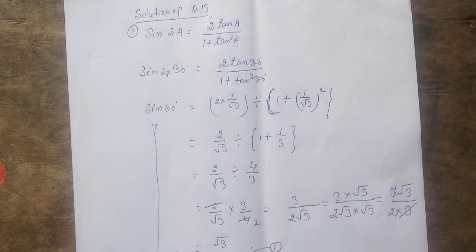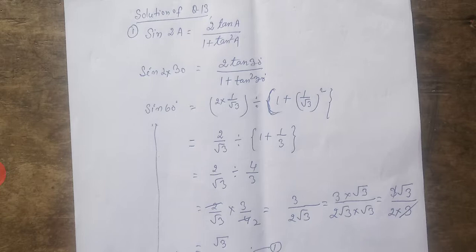Now 2 into tan 30 degree, where tan 30 degree is equal to 1 by root 3. This is the sign of division, so here I have written the sign divide. 1 plus 1 by root 3 whole square. 2 into 1 is equal to 2, divided by root 3. Divide. Middle course start. 1 plus 1 by 3. 2 by root 3 divided by 1 plus 1 by 3, which is 4 by 3.